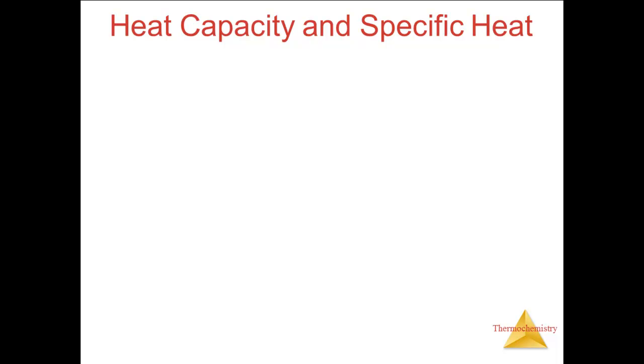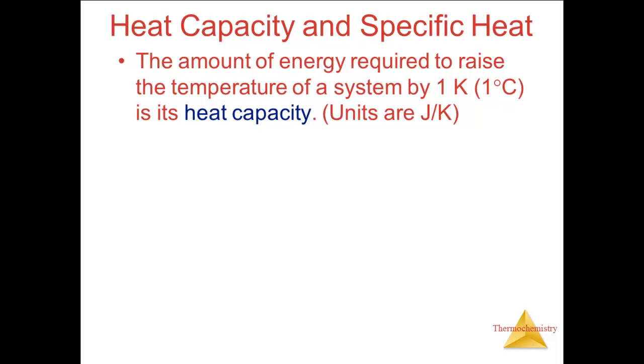To relate the temperature change to the amount of energy transferred, we need either the heat capacity of the system or the specific heat capacity, more commonly just the specific heat, of the solution. The heat capacity is the energy needed to raise the temperature of the system by 1 Kelvin, or 1 degree Celsius. It has units of joules per Kelvin. We use the heat capacity when we have measured, or know, the temperature change of the system when a specific amount of energy is added.